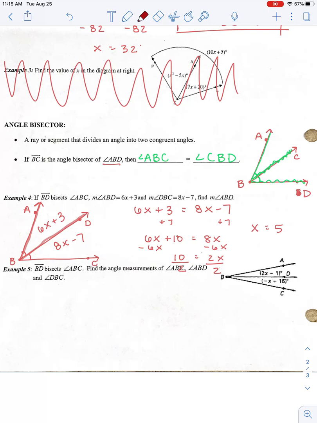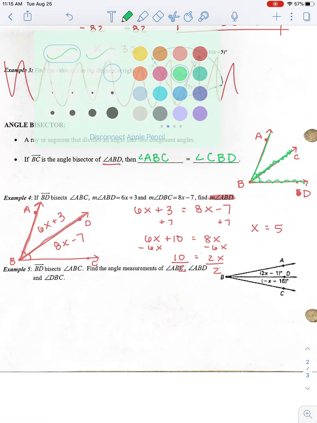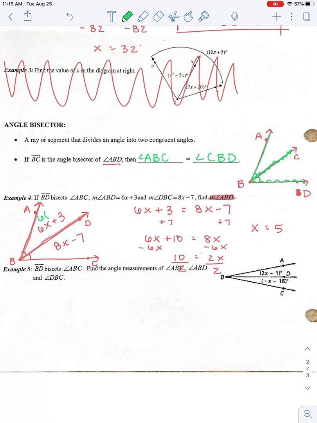But is that what we wanted? No, we want to find the measurement of ABD. So just because you find x does not mean you're done. What should we do with that x value? We should plug it in. So I'm going to plug it in here. So 6 times my x value of 5 plus 3. 6 times 5 plus 3 gives me 33. So my angle measurement of angle ABD is 33 degrees. And that would be my final answer.